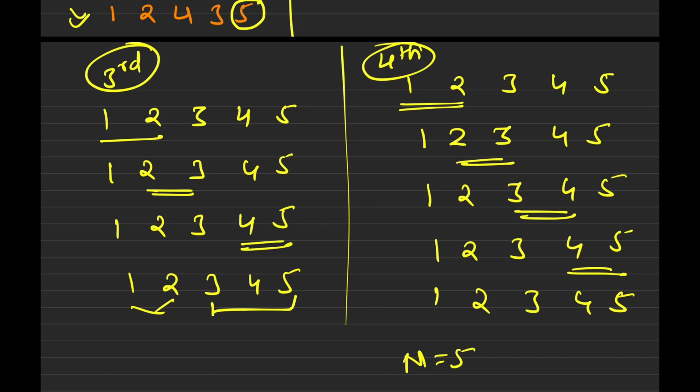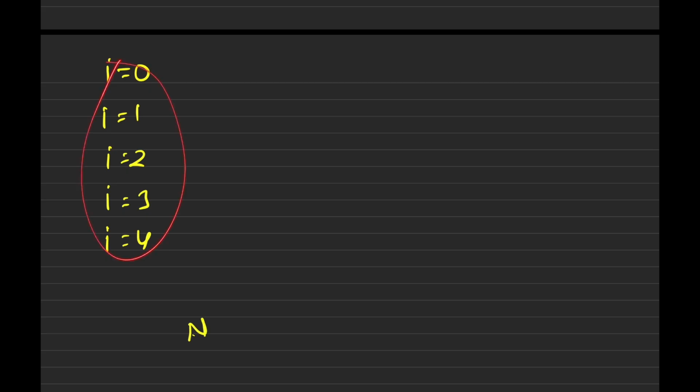Now let's identify some patterns in it, right? What we did is, for the first pass, when i equals 0, when i equals 1, i equals 3, i equals 4, right? Because there are a total of 5 elements, I am going from 0 to 4. 0 to 4. What is happening?